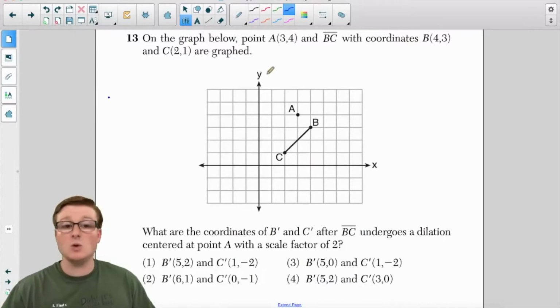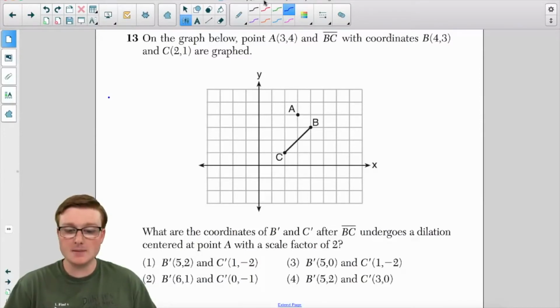All right. Question 13 says, on the graph below, point A, which is (3, 4), and B and C, with coordinates (4, 3) and (2, 1), are graphed. What are the coordinates of B prime and C prime after line segment BC undergoes a dilation centered at point A with a scale factor of 2?